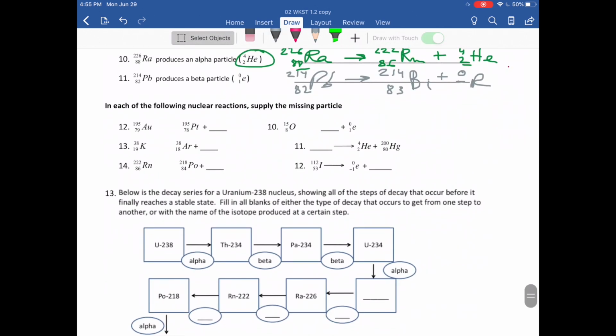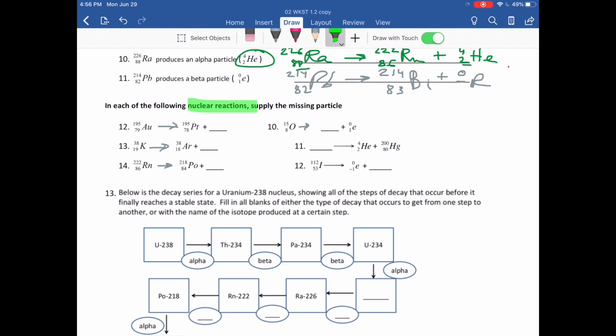Let's continue with radioactivity and radioactive decay. So, in this problem, I don't know why the arrows are not showing up, but it doesn't matter. We have an arrow in each of these. Okay. So, in this problem, you just need to complete the nuclear equations or nuclear reactions with the information that they're giving you.